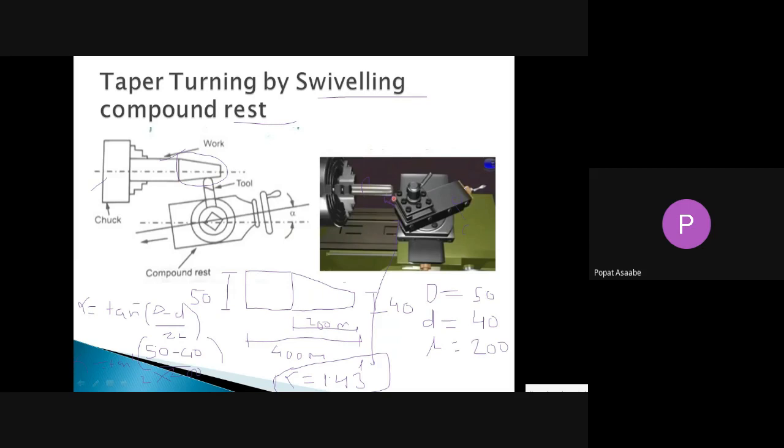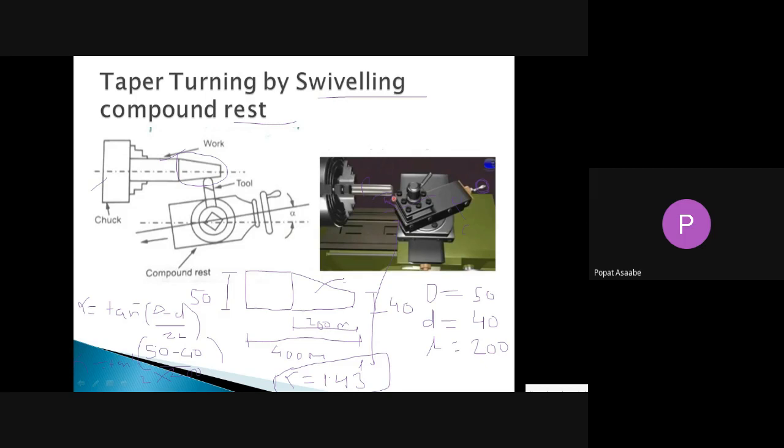Then how to give the feed? Just we want to rotate this hand wheel so that the compound rest will be moving in this direction. Means your workpiece is going to move in this direction, like this. It means that the tool is fed to inclined position by using this hand wheel, so that you will produce taper like this. Do you understand? In the compound rest, did you understand what we have to do?